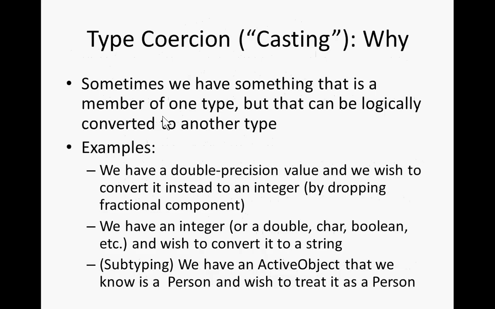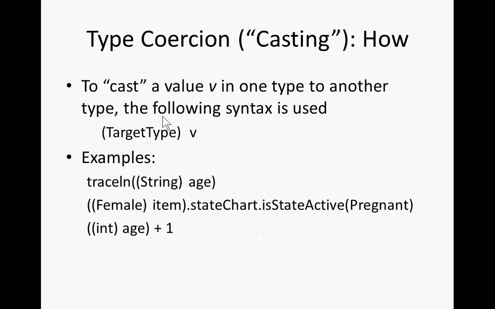ready to run. Okay, so there's a thing called type coercion, or casting, which is used to go from one type to another. So suppose we have a double precision value, we want to convert it to an integer. We have an integer, we wish to convert it to a string. We have an active object we know as a person, we want to treat it as a person. Then we can cast it, or coerce it to that. And this is how we cast it, like this.